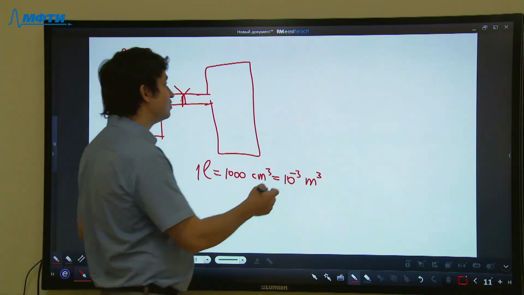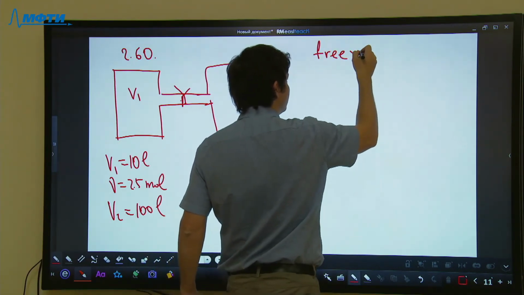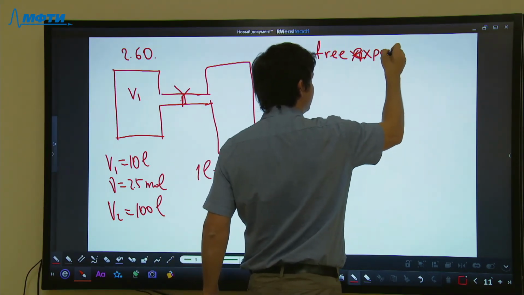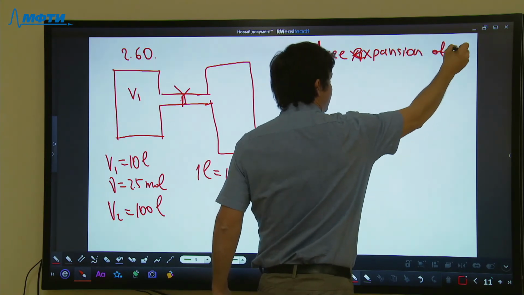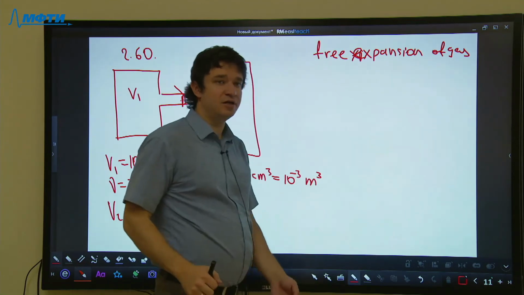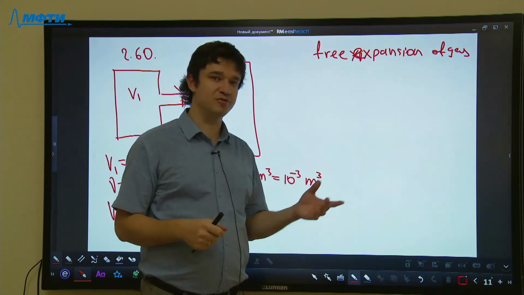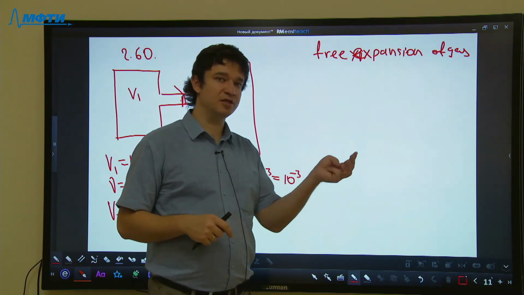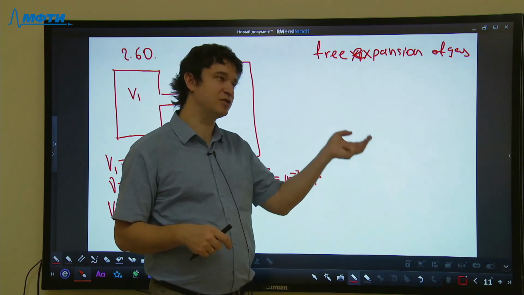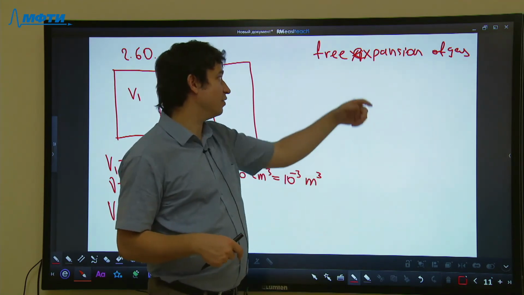So we consider here free expansion of gas. Free expansion is one of two most important irreversible processes which we just discussed in the thermodynamics course. One of them is Joule-Thomson process, which we have discussed half an hour ago, probably, or an hour ago. And this is free expansion.